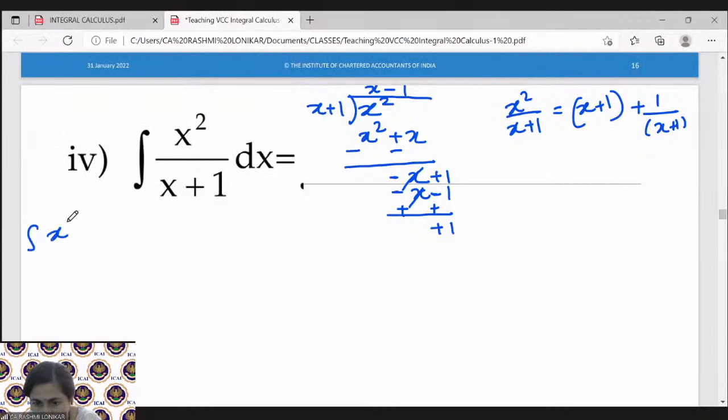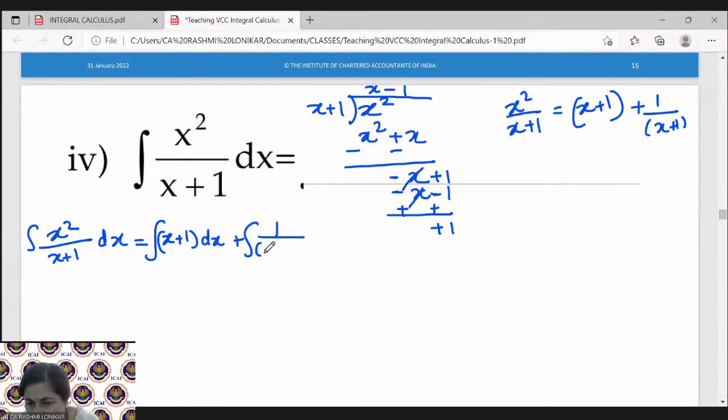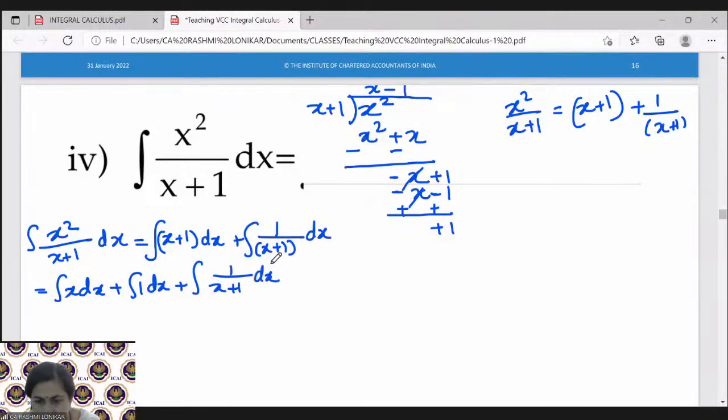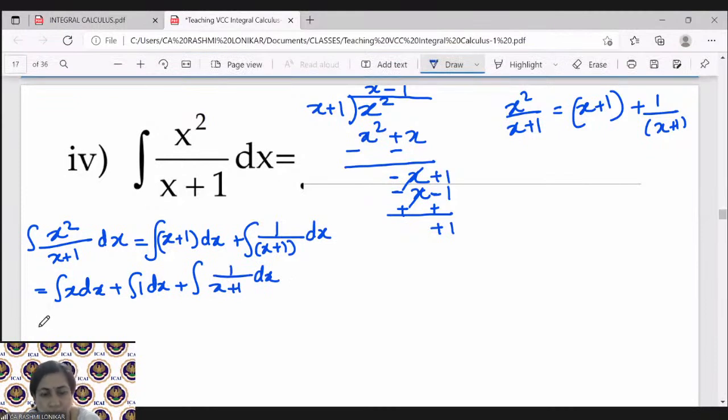Integral of x square upon x plus 1 dx is equal to integration of x plus 1 dx plus integral of 1 upon x plus 1 dx. Now what will be the integration of this? This is equal to integral of x dx plus integral of 1 dx plus integral of 1 upon x plus 1 dx. How much is integral of x dx? It will be x raised to 2, 1 plus 1 upon 2.